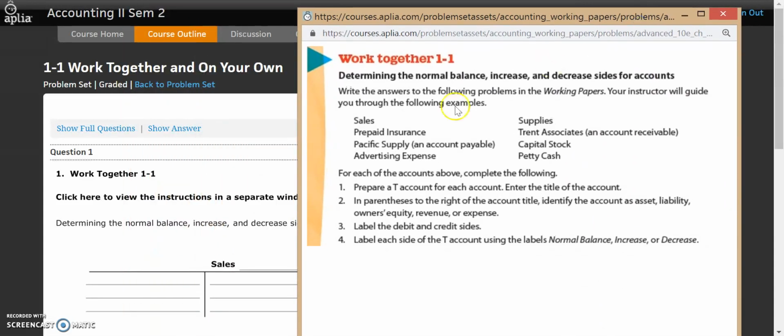So as you can see, it says that we are going to write the answers for the following. We've got sales, prepaid insurance, Pacific Supply, which is an accounts payable, advertising expense, supplies, Trent Associates, which is an accounts receivable, capital stock, and petty cash. And then for each of the accounts above, we're going to complete the following. We're going to prepare a T account for each account, entering the title of the account in parentheses to the right of the account title. We're going to identify whether it's an asset, a liability, owner's equity, revenue, or an expense. We're then going to label the debit and credit sides and then label each side of the T account using normal balance, increase, or decrease.